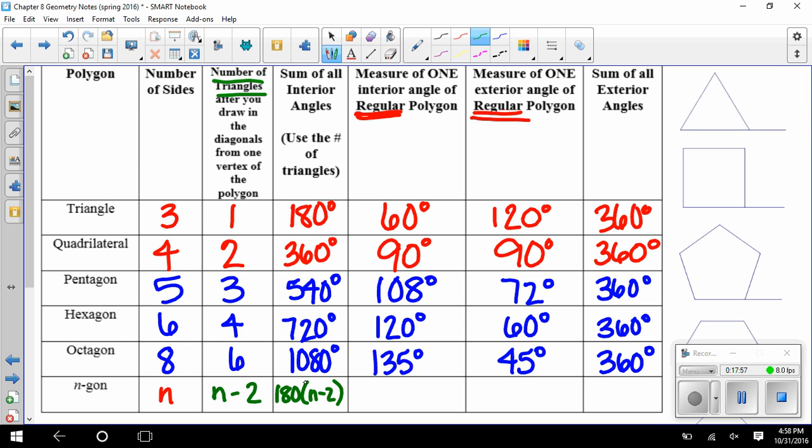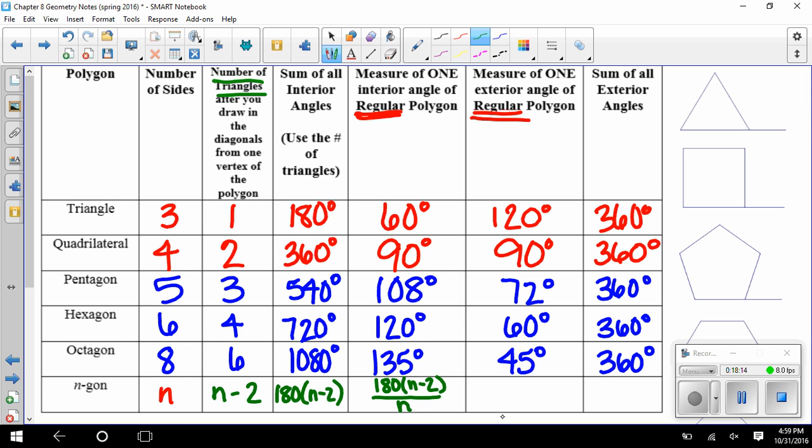Okay, then once you knew this number, to get the measure of one interior angle of a regular polygon, because they're all the same, you take that 180 times n minus 2 and you divide by the number of sides, because the number of sides is the same as the number of angles.